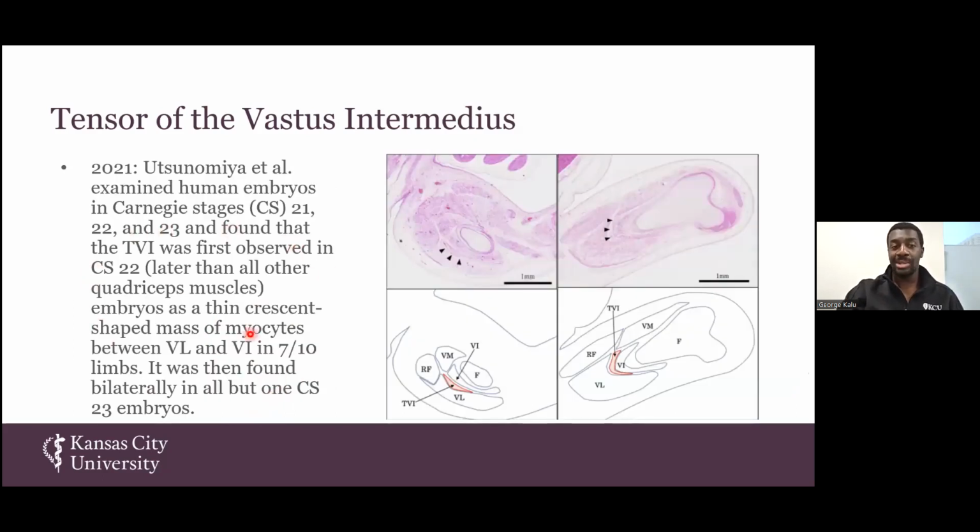And then another interesting study was done by a Japanese group led by Utsunomiya, and he was able to identify the TBI within human embryos. And so embryos are staged by Carnegie stages. So the ones in question were Carnegie stage 21, 22, and 23. And he was first able to see the TBI as this crescent shape in Carnegie stage 22, which was later than the appearance for all of the other quadriceps muscles. And so he was able to see that in about 7 out of 10 limbs. And then in Carnegie stage 23, he was able to find it bilaterally in all but one embryo.